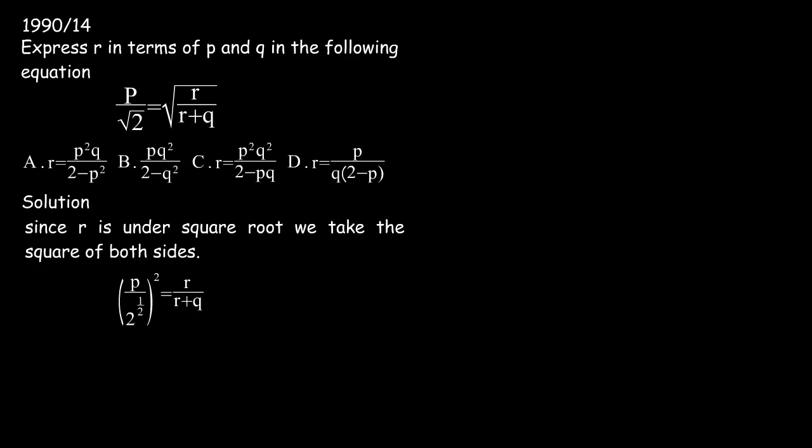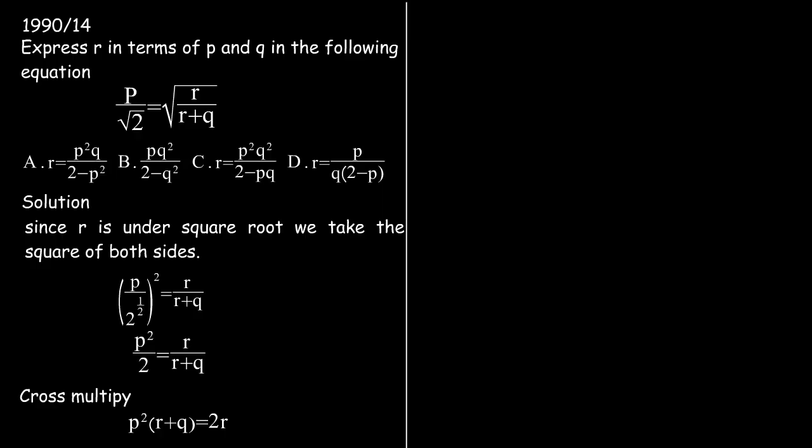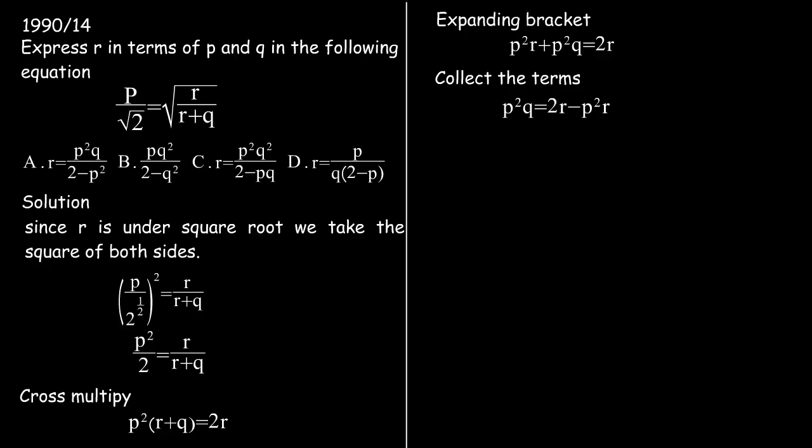Now squaring the left hand side becomes p squared divided by 2 is equal to r divided by (r plus q). Our next step is to cross multiply to remove fraction, so it becomes p squared into (r plus q) is equal to 2r. Next, we are going to be expanding our bracket on our left hand side, which will make our left hand side become p squared r plus p squared q, which will be equal to 2r. Now we are going to collect like terms, that is collecting the terms containing r to one side, so it becomes p squared q is equal to 2r minus p squared r.